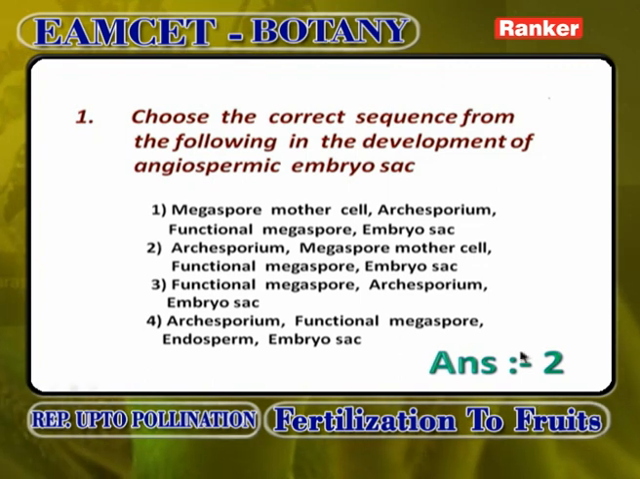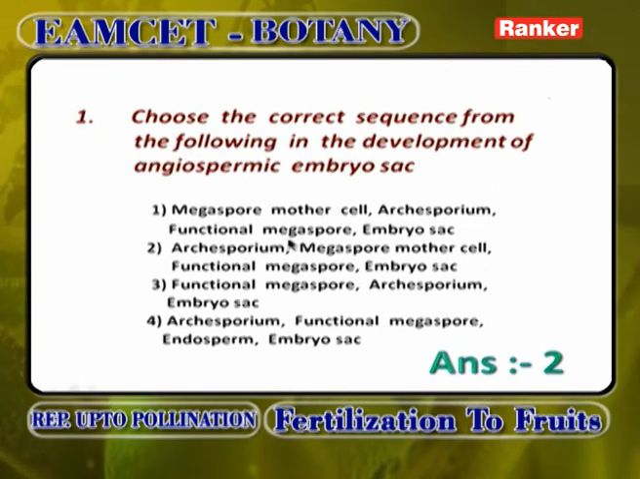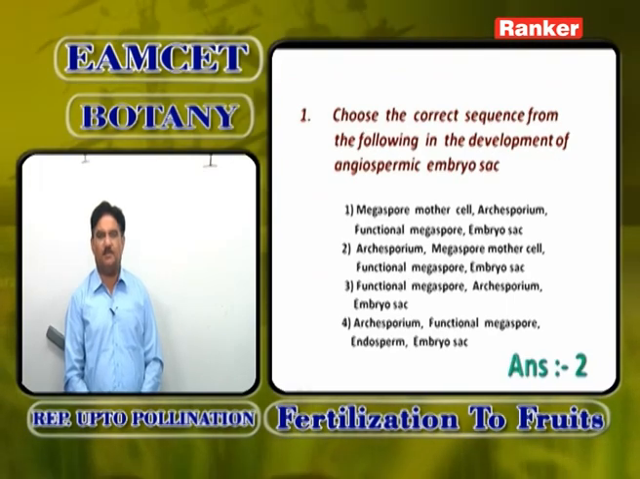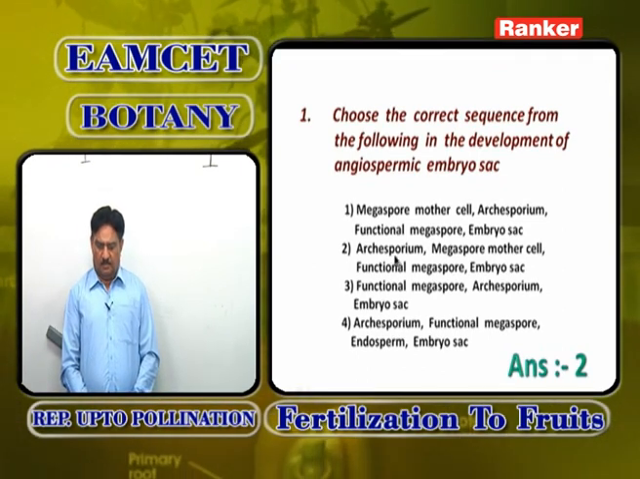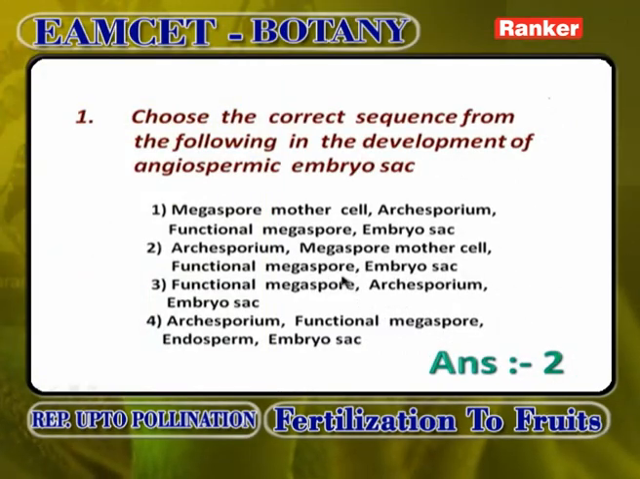Megaspore mother cell, archesporium, functional megaspore, embryo sac is wrong because first formed is archesporium. Archesporium, megaspore mother cell, functional megaspore, embryo sac is correct because archesporium divides and gives rise to megaspore mother cell. Megaspore mother cell divides by meiosis and produces 4 megaspores, where 3 disintegrate and 1 remains functional. Then this megaspore undergoes numerous free nuclear divisions and later produces cell walls resulting in the formation of embryo sac. So, the correct sequence in the development of angiospermic embryo sac is archesporium, megaspore mother cell, functional megaspore, embryo sac.